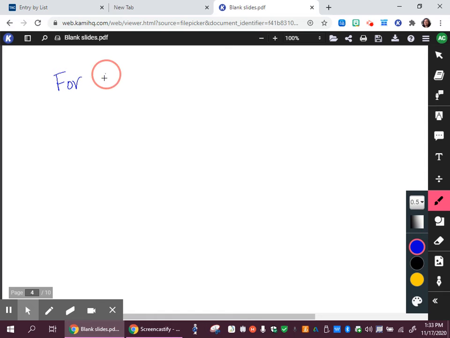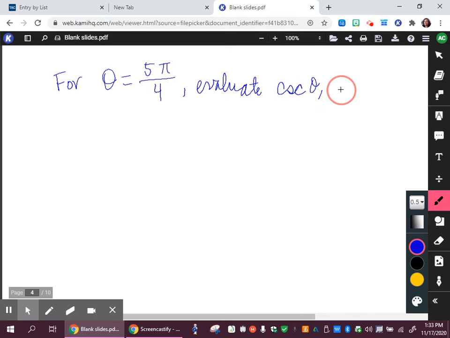For theta equal to 5 pi over 4, right? Evaluate cosecant theta, cosine theta, and then cotangent theta.